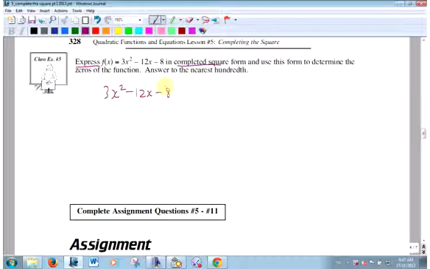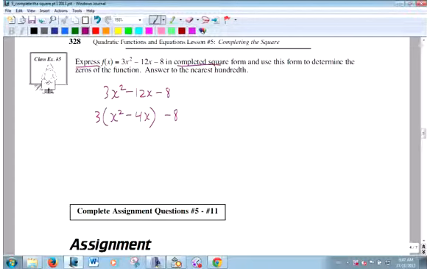What's my first step? If you like flow charts, go up and look at it. What do I want to do? I want it to look like yesterday's. I want this coefficient of x squared to be 1. I want to take 3 out of both two terms. X squared minus 4x, I still have minus 8. Okay, that's first step.